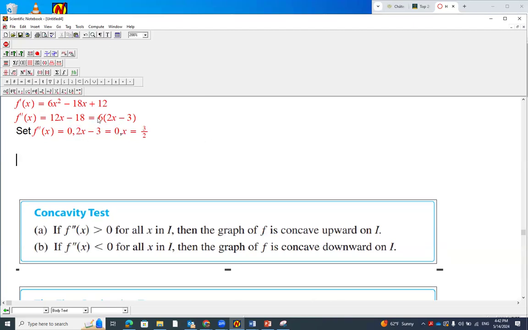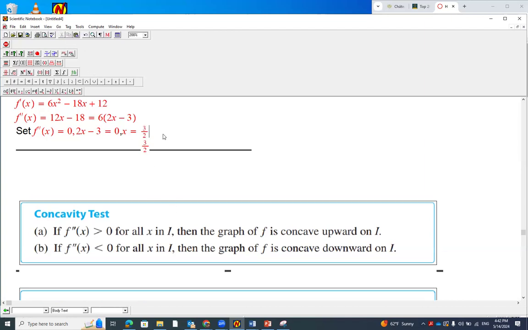All right. So this is a straight line. You can use a graph, but you hardly really need it because you just need a number line, and you have 2/3 there.